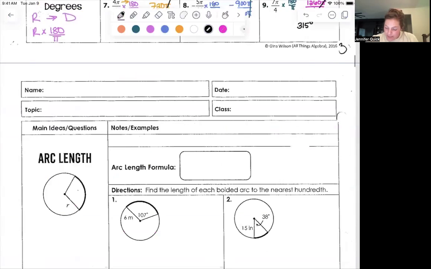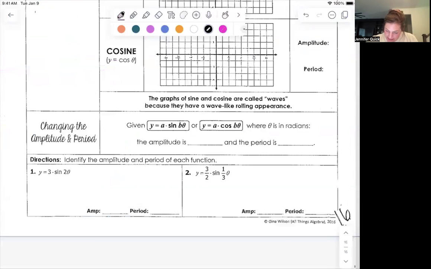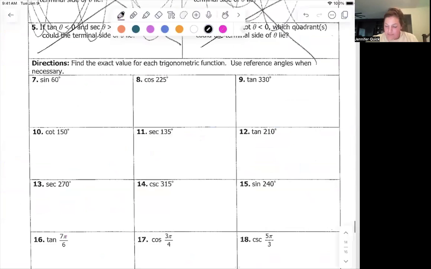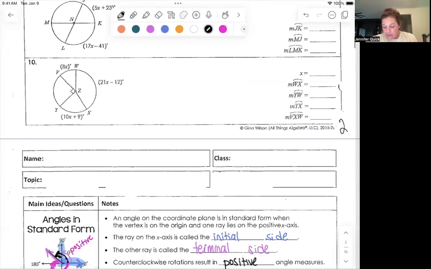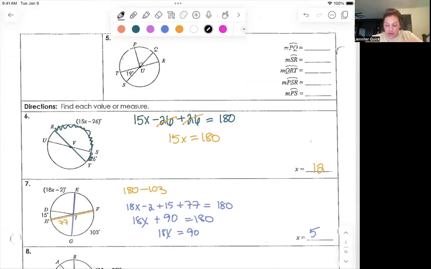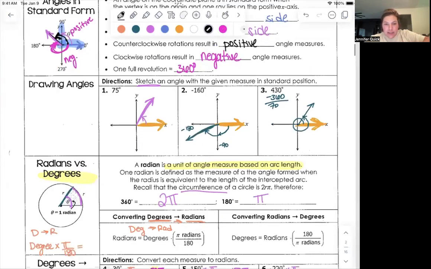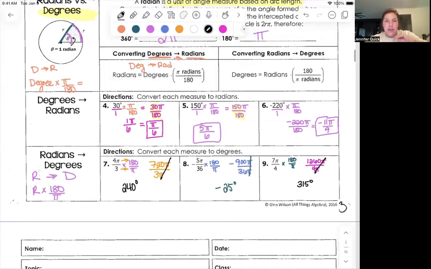Okay? So I actually don't think I put this in the back of y'all's packet. No, I did not. All right, so you now have Delta Math homework that is going to practice all of this. Central angles, angles in standard form, and then converting from degrees to radians.